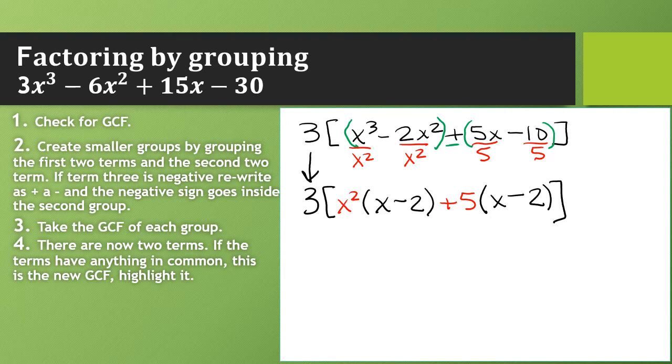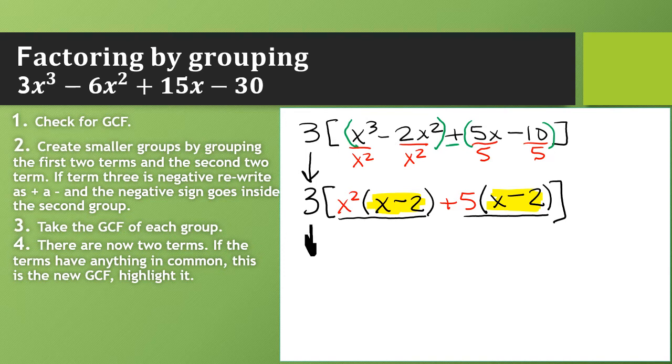Step 4, there are 2 terms. So when I look at this right here, I see a term here, I see a term here. If they have anything in common, that's going to be the new greatest common factor. When I look at these to see if they have anything in common, there's an x minus 2 here, and there's an x minus 2 right here.